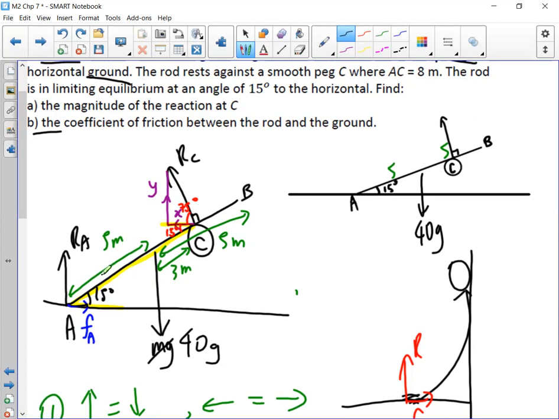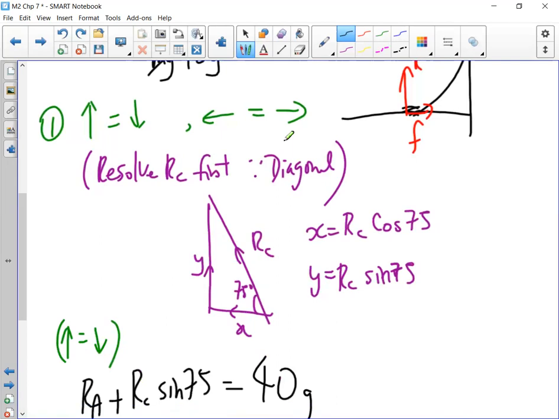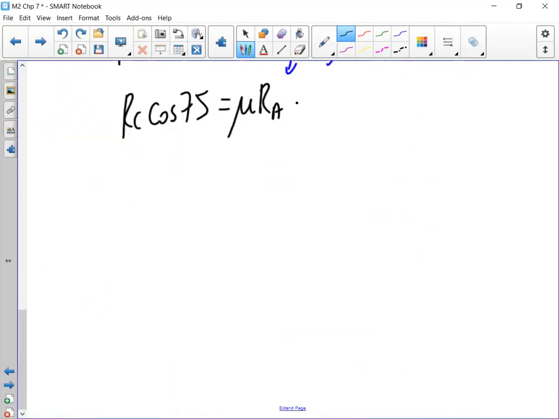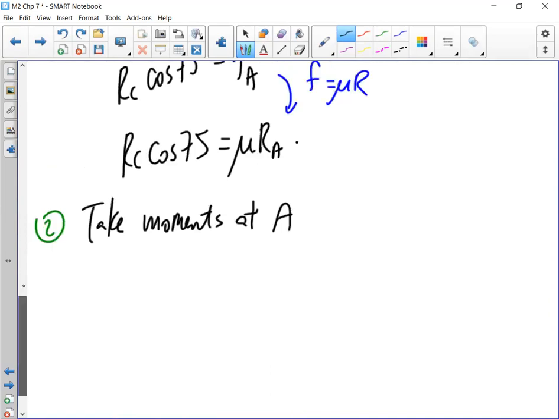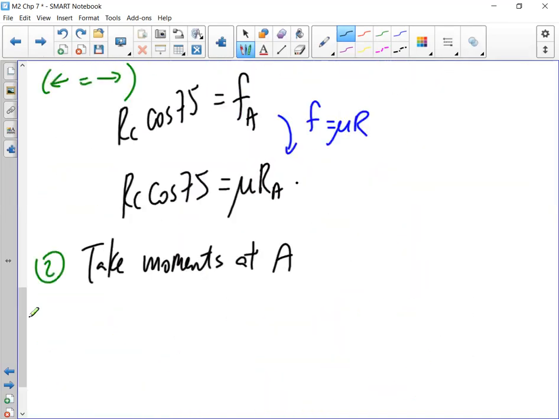So let's calculate moments at A, and then we'll calculate the moments of RC and 40G. So step 2, take moments at A. I have to write in black because that's what you should write in the exam as well. So take moments at A. So we've got 40G to calculate.